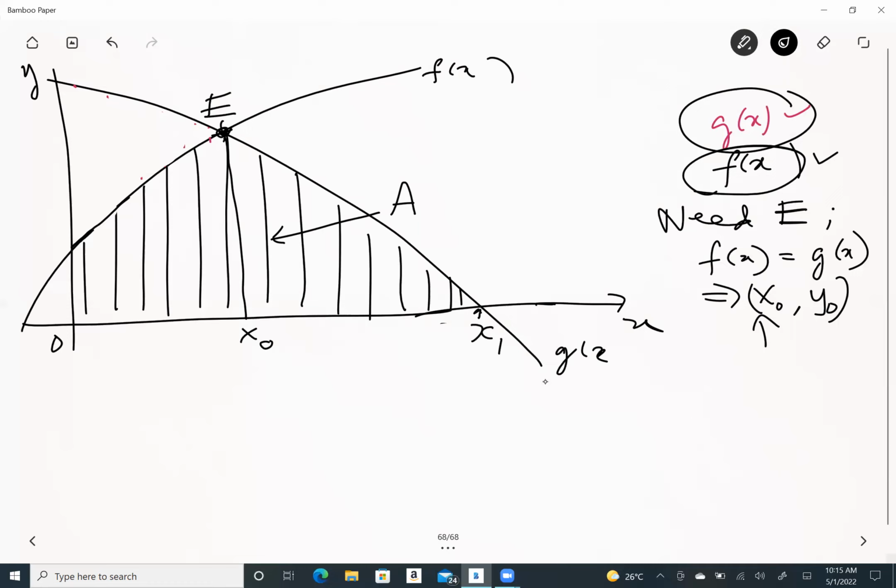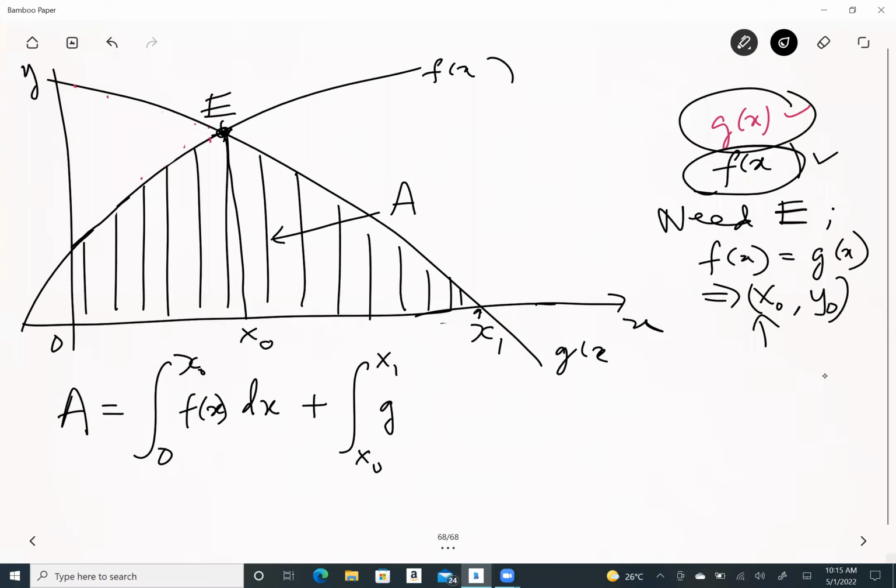So that is what we mean by area between curves. You have to add. So area A is equal to the area from 0 to x0 of f of x dx plus the area from x0 to x1 of g of x.